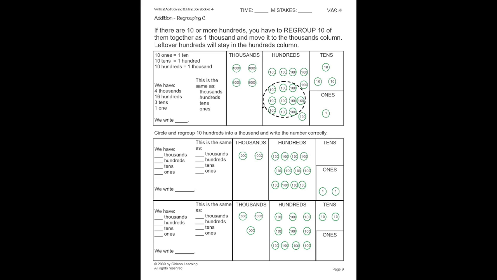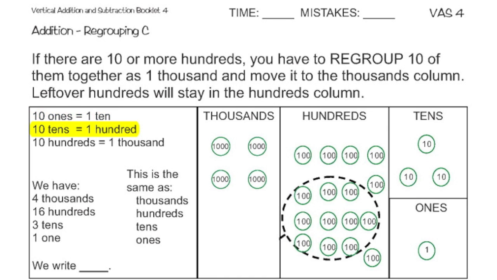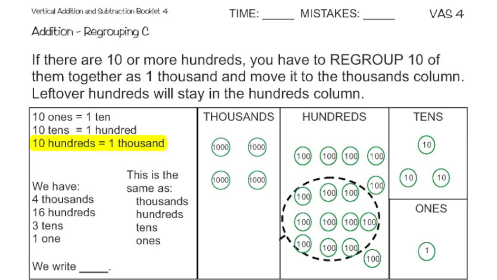Okay, so let's look at this. Well, we've gone over the previous topics before, so I see that 10 ones is equal to 1 ten. I also know that 10 tenths is equal to 100, and we just mentioned that 10 hundreds is equal to 1,000. So if I look at exactly what I have right here, I see 4 thousands, 16 hundreds, 3 tens, and 1 one.